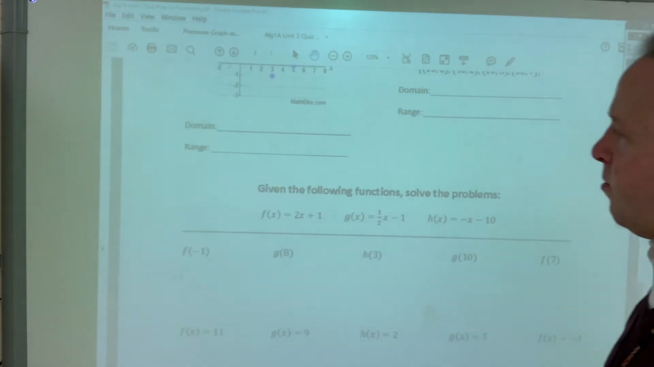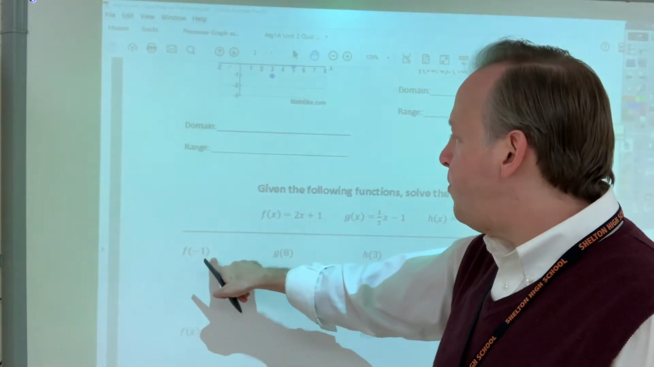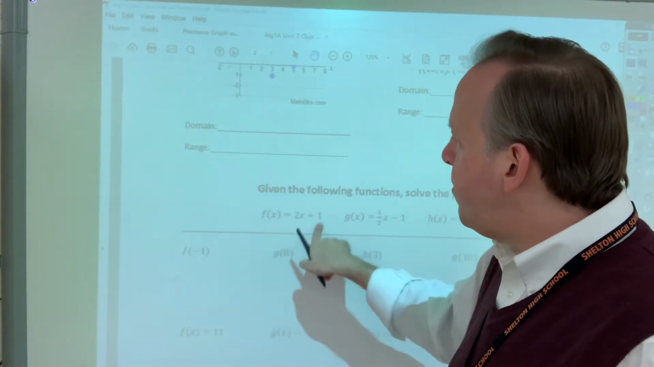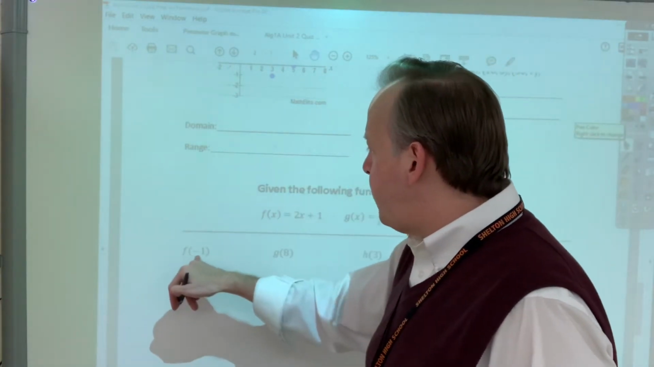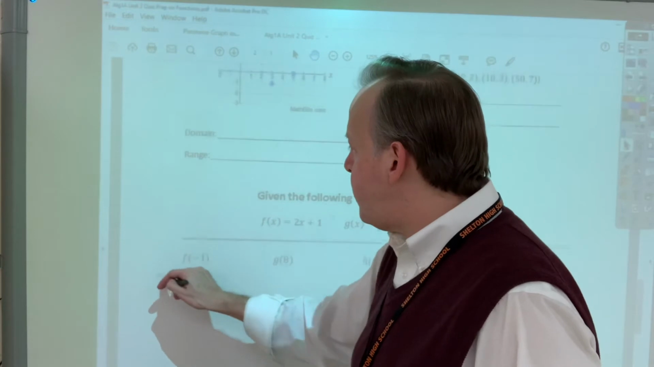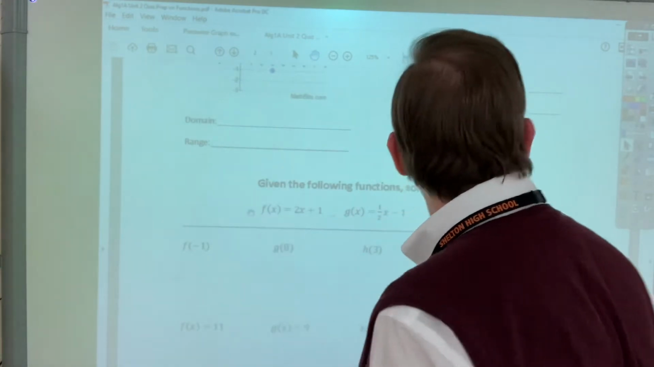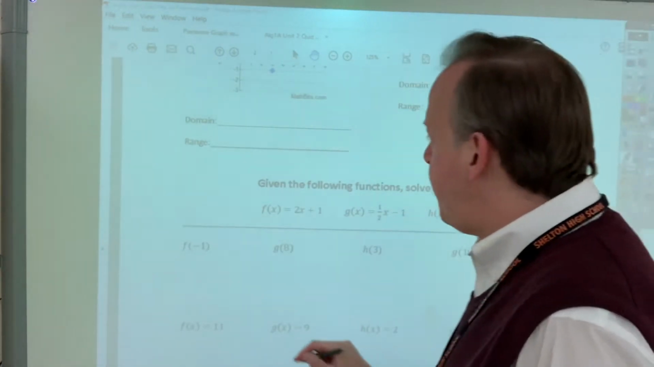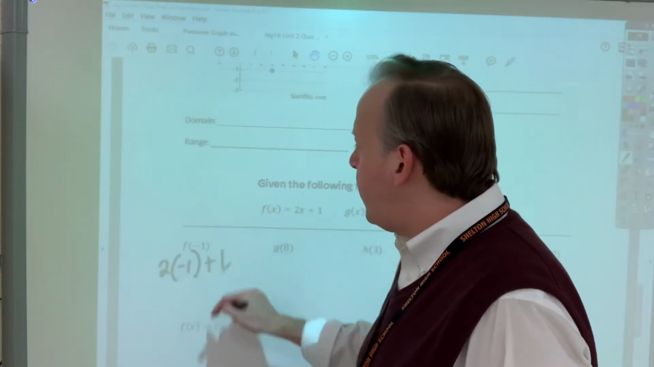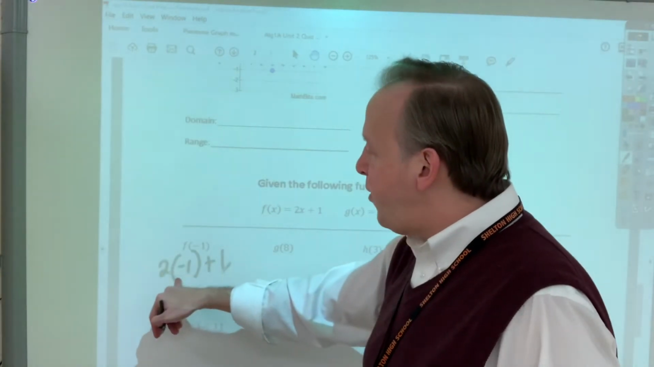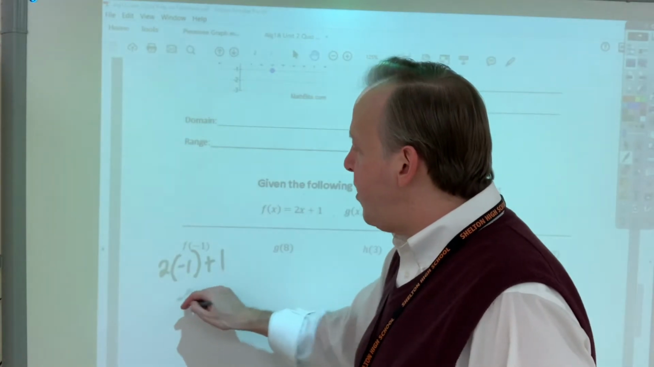So, f of -1. The f function is right here, 2x plus 1. So you're going to plug in -1 in place of the x. So let's use the marker instead. So it's 2 times -1 plus 1. That's -2 plus 1, which is -1.